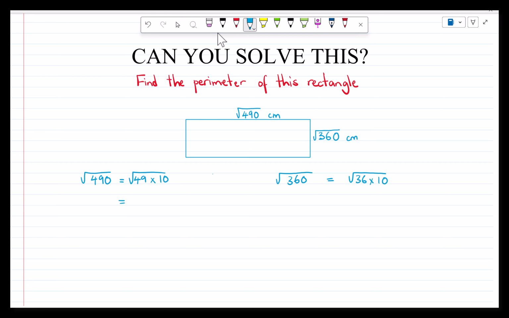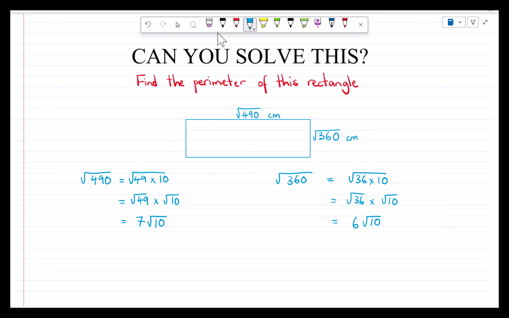The square root of 49 times 10 gives me the square root of 49 times the square root of 10. And for 36, we have the square root of 36 times the square root of 10. Now the square root of 49 is 7, hence we get 7 root 10. And the square root of 36 is 6, hence we get 6 root 10.